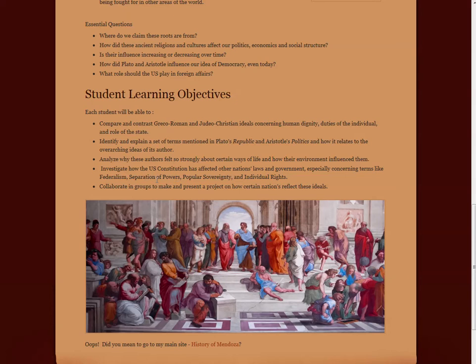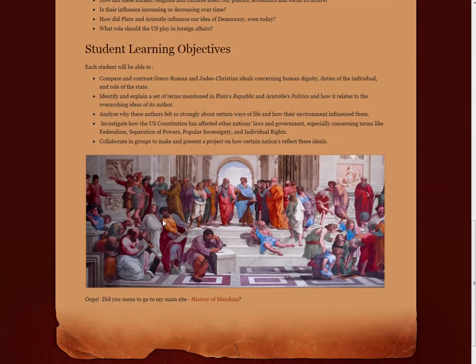I also have my student learning objectives, which are all concrete ways of finding out how the students are going to show me what they've been doing throughout the unit. So I've got certain things like comparing and contrasting the Greco-Roman and Judeo-Christian ideals, identifying and explaining a set of terms, analyzing why authors felt so strongly about their way of life, and finally collaborating in groups to make and present a project on how certain nations reflect these ideals that we talked about.